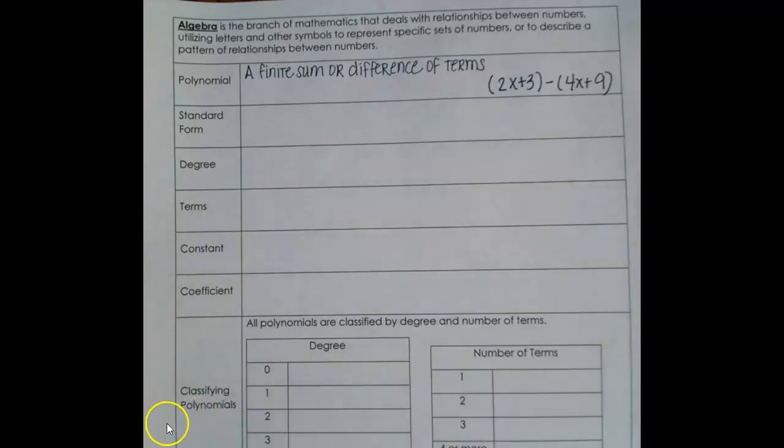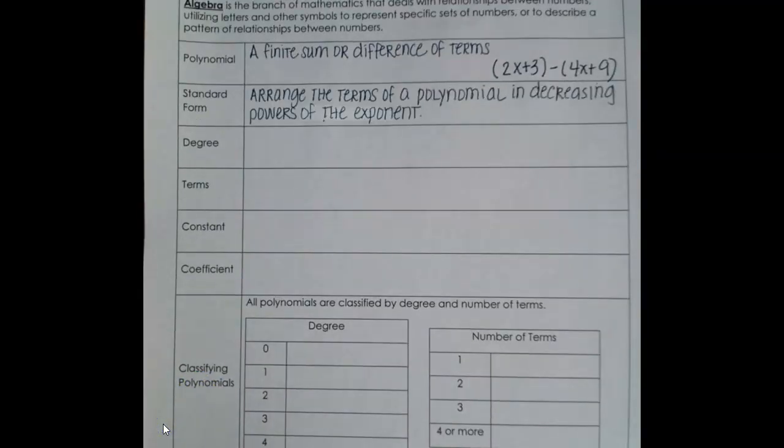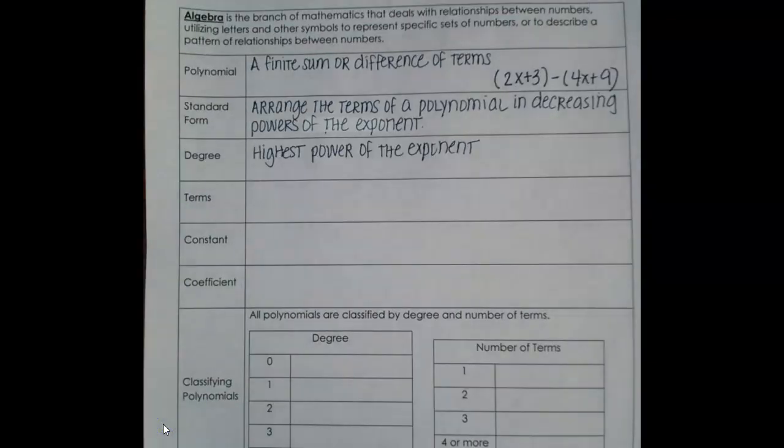Standard form. When we refer to standard form, that means we're going to arrange the terms of a polynomial in decreasing powers of the exponent. So the largest exponent would go in the first place, the next largest exponent would go into the next place. The next term is degree. The degree is the highest power of the exponent. What is the biggest exponent is really what it's asking. That will always be the one that's put into the first position when you write your expression in standard form.